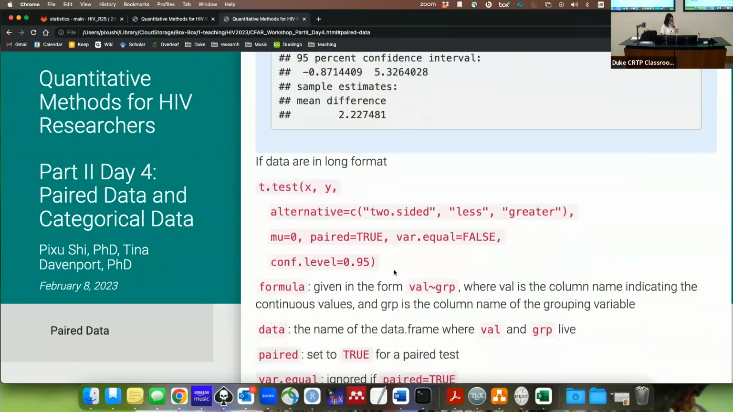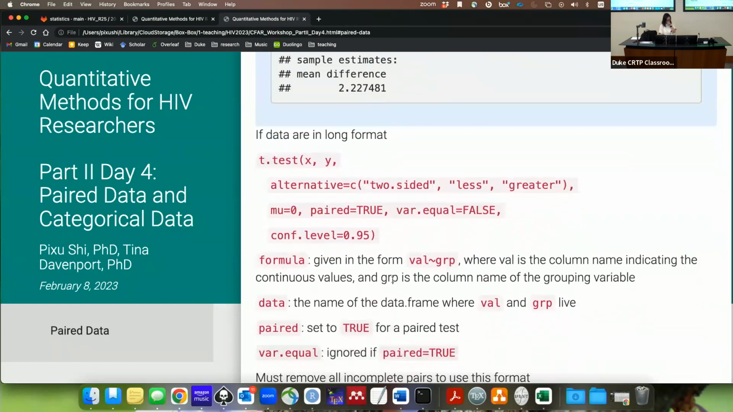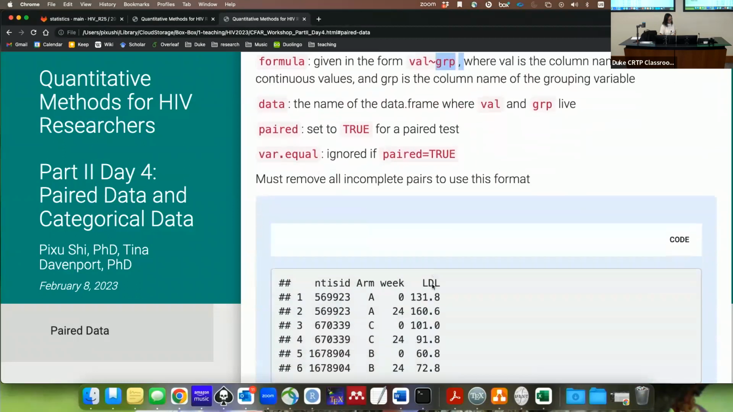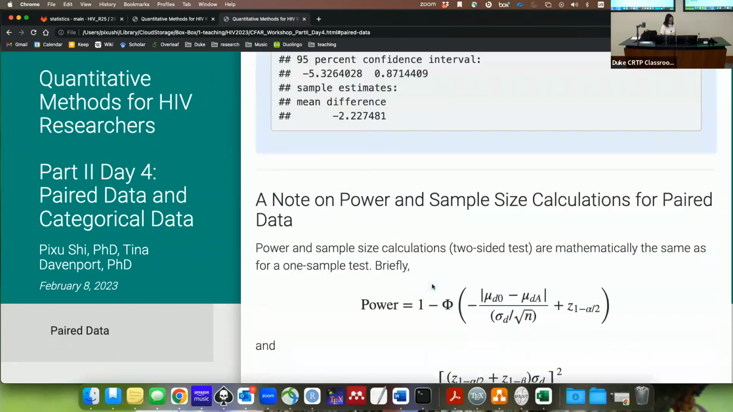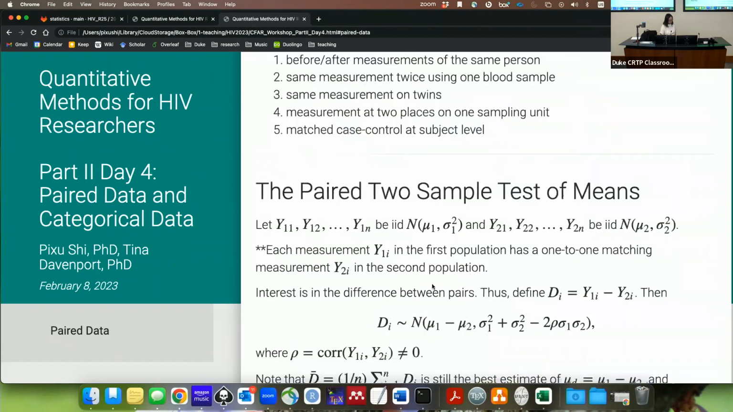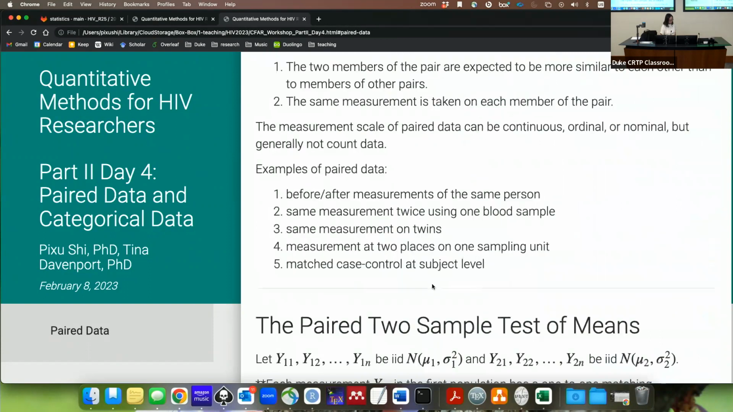And you can also use a formula. It's really versatile. So when you have a data frame, you don't have to subset one column by their treatment group. You can just use a regression type of syntax where you put the measurement, the values, on the left and your treatment groups on the right, and it will give you the same result. So that's the paired test.